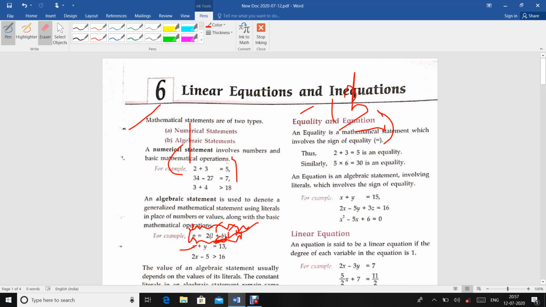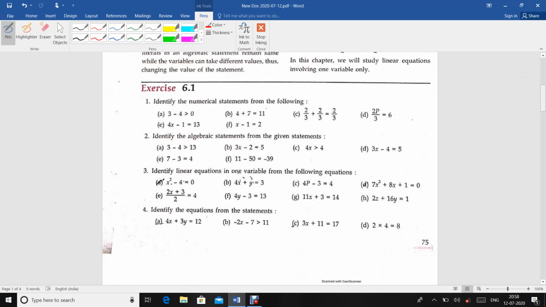Before moving ahead, let us see the questions of your book exercise. We will do the questions related to this topic and we will take the questions from your book exercise 6.1. As you can see, this is exercise 6.1, and question number 1 is saying identify the numerical statements from the following.